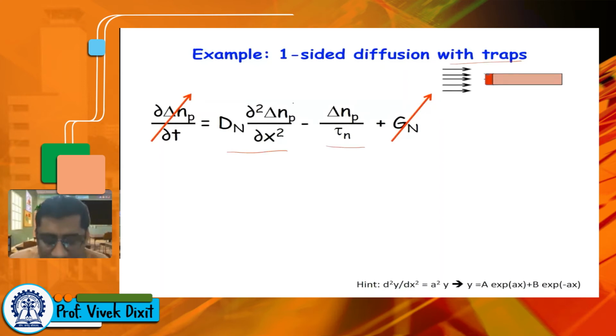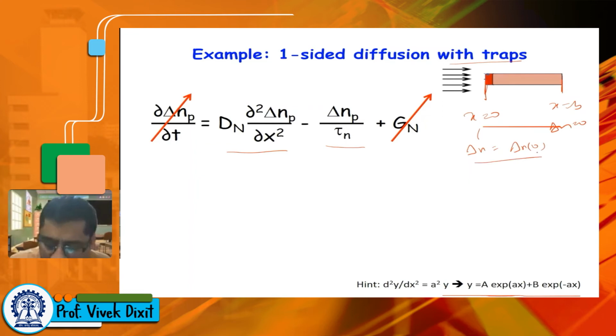With traps, this term is non-zero, so you have to solve this equation. This is the same as the equation we discussed, d2y by dx square is equal to a square y. B is not there, of course. So you will only have A times e to the power ax plus B times e to the power minus ax, right? So you have to get both the constants, and these constants can be obtained from two boundary conditions, right? So at x equal to 0 and at x equal to B. Here delta n has to be 0. Here delta n is capital delta n, or delta n injected, right? So these two we know.